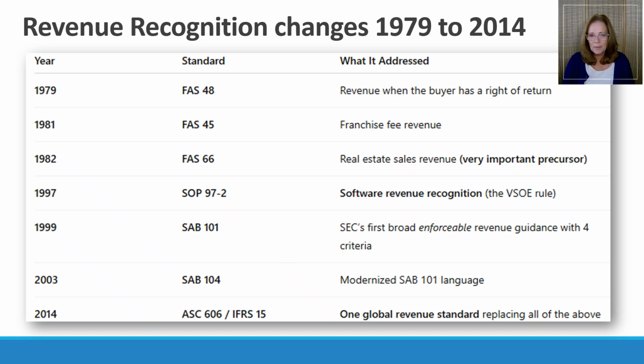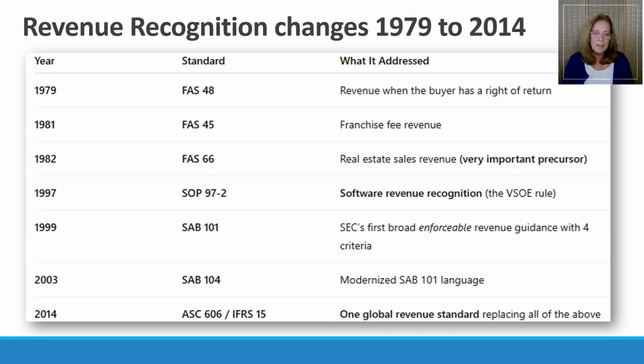Before the 1970s, revenue recognition was guided mainly by a very general principle: revenue should be recognized when realized or realizable. And that worked fine when companies mostly sold tangible goods. You shipped the product, billed the customer, and recorded the sale.